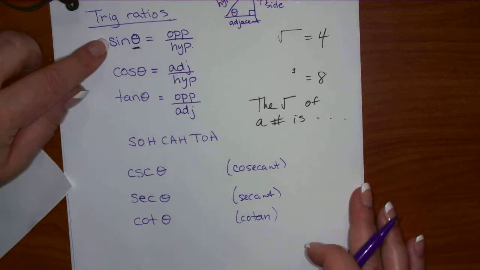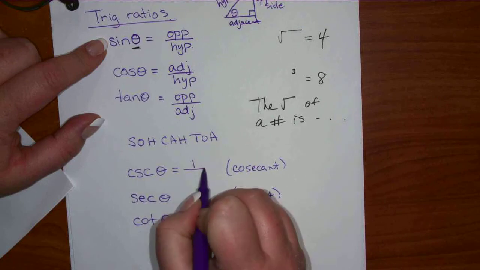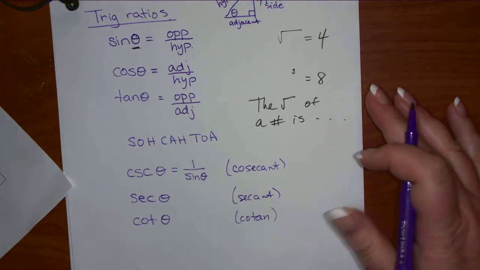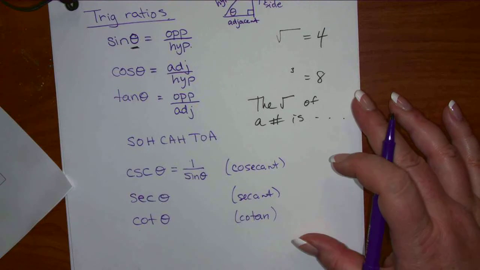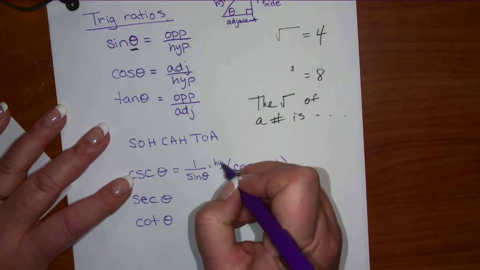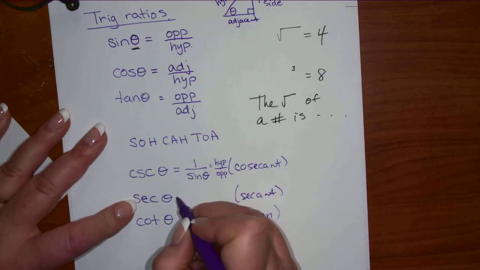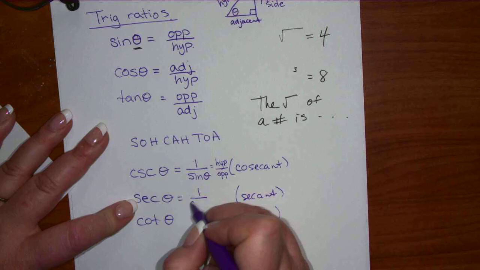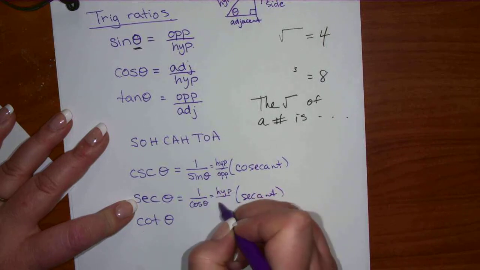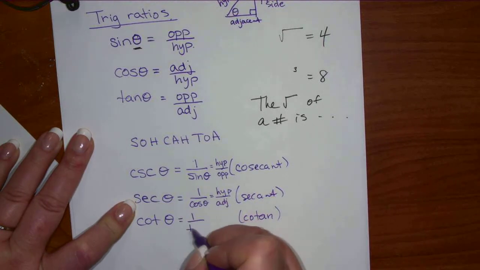So sine to the power of -1 is how you show a reciprocal. It means flip over the fraction. So cosecant is the reciprocal of sine. So that would be, if you were looking at a triangle, hypotenuse over opposite. Secant is the reciprocal of cos. So it would be hypotenuse over adjacent. And cotan is the reciprocal of tan.